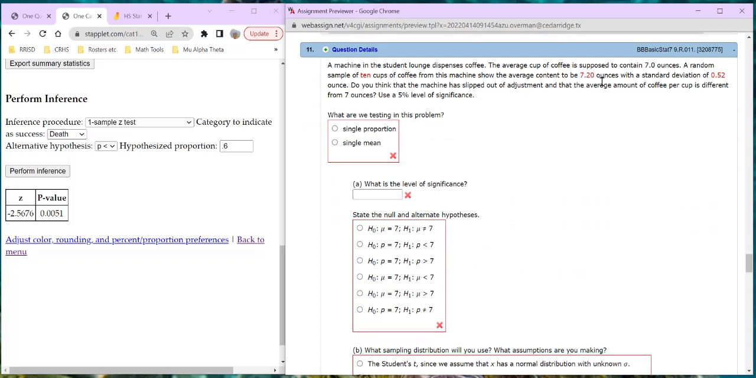Average content is 7.20 ounces. It's not like 7 out of 12 ounces are good or anything. It's not a proportion. This is definitely a single mean. If you're not sure, check that one, submit it. You're allowed 3 tries, so this you better get right, right?